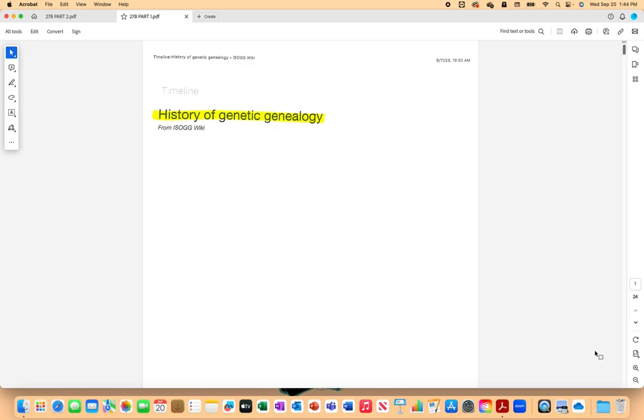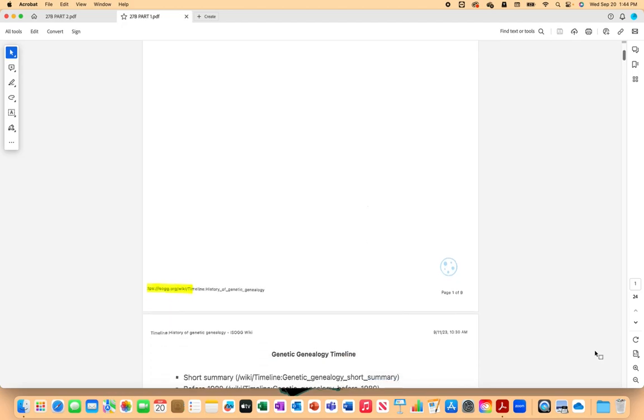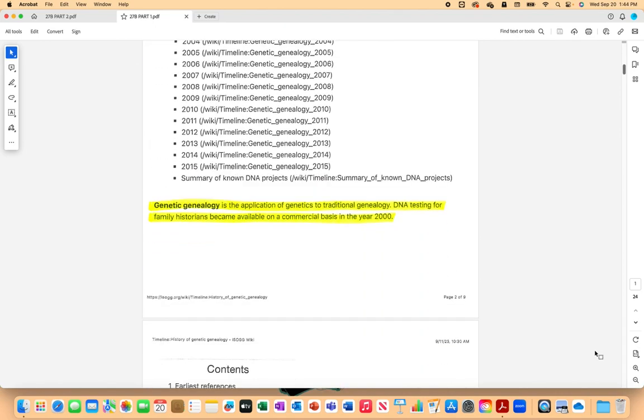History of genetic genealogy. This is from isogg.org. Genetic genealogy is the application of genetics to traditional genealogy. DNA testing for family historians became available on a commercial basis in the year 2000.